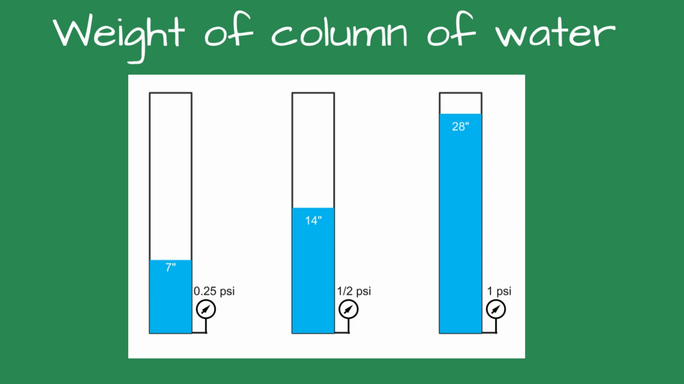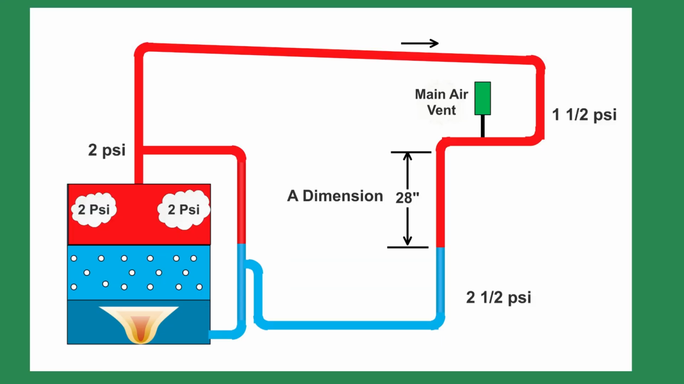We still can't make 2 pounds go into 2 pounds of steam pressure, so the old-timers used 28 inches as the height needed to overcome the 2 pounds of steam pressure in the boiler. The pressure at the bottom of a 28-inch high column is now 1 pound. When you combine the leftover steam pressure of 1.5 pounds, we now have 2.5 pounds, 1/2 pound more than the boiler pressure of 2 pounds. That's how they get the water into the boiler.